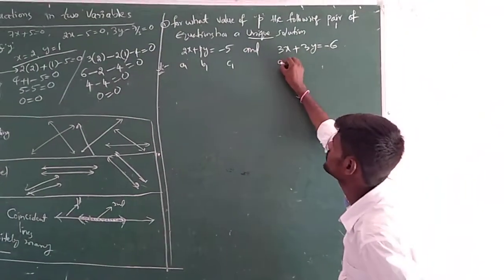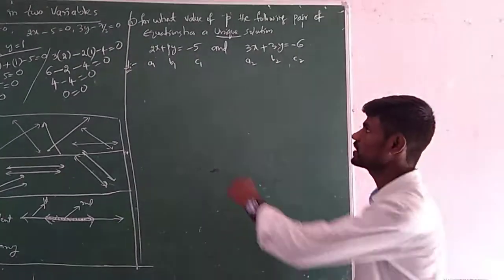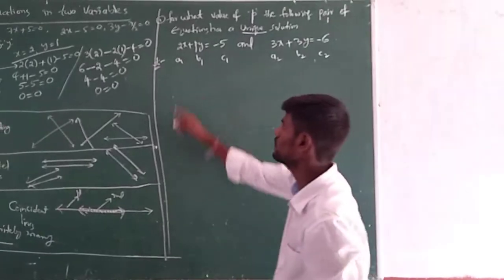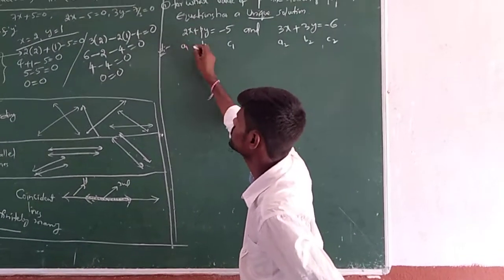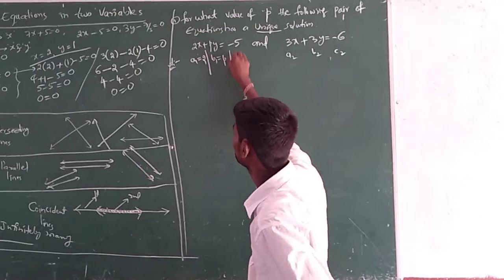In the second case, A2, B2, C. But here we work only with A1, B1, A2, B2. So A1 means the first equation's x coefficient, which is what? 2. Next, B1 is what? P.